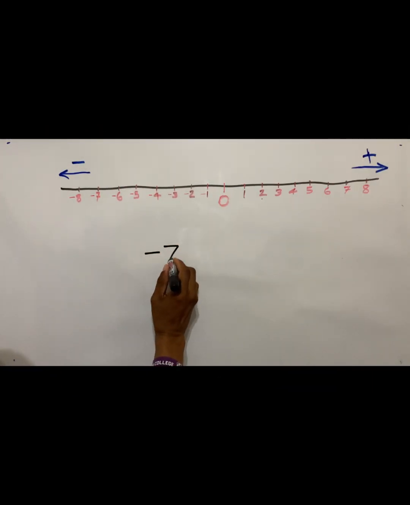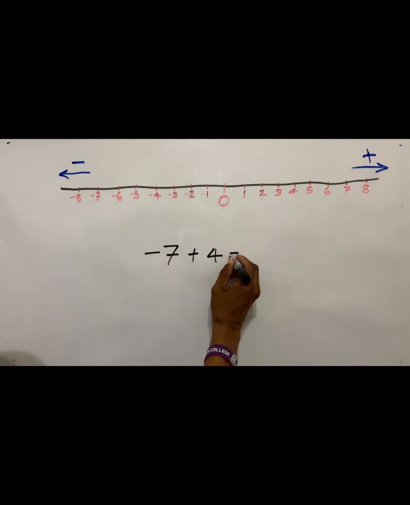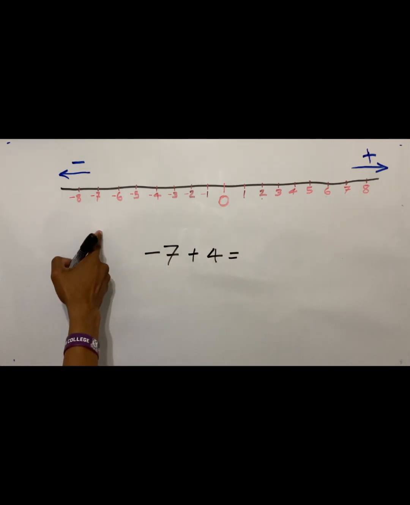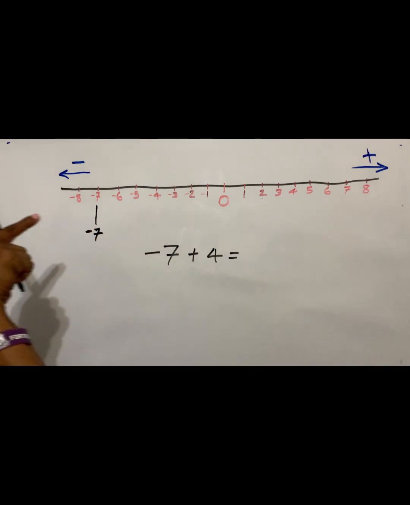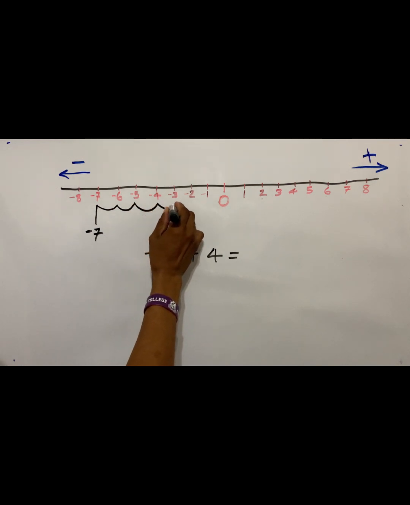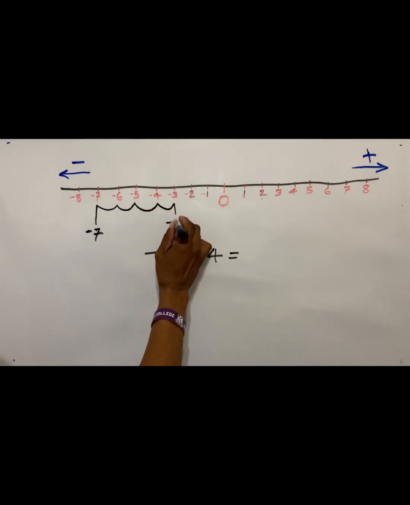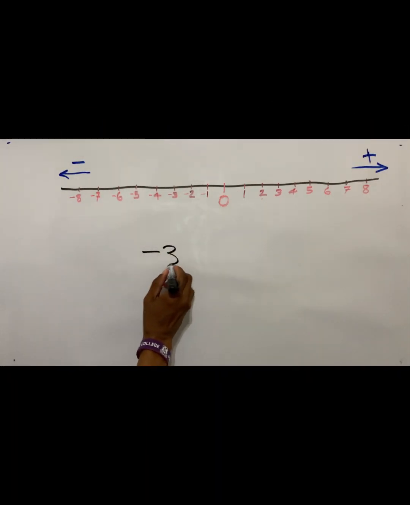The principle remains the same. All right, let's look at this one. Negative 7 plus 4. Let's go on our number line and mark off our negative 7. We're adding a positive number, so we go to the right. Starting at our negative 7, 1, 2, 3, 4. We count off 4 digits to the right, we get negative 3. And that's our answer.